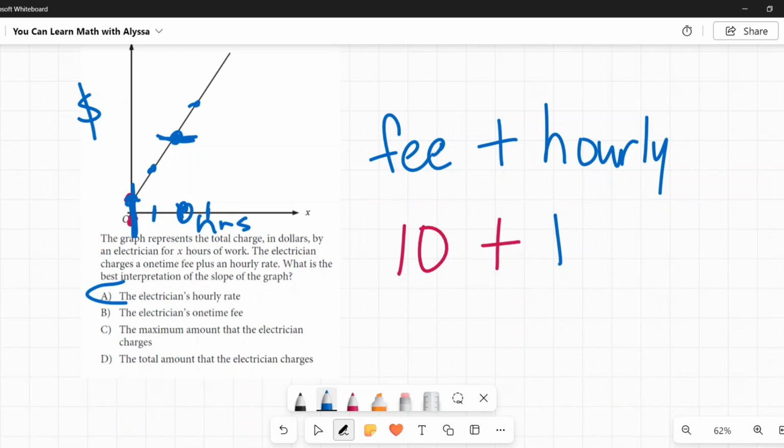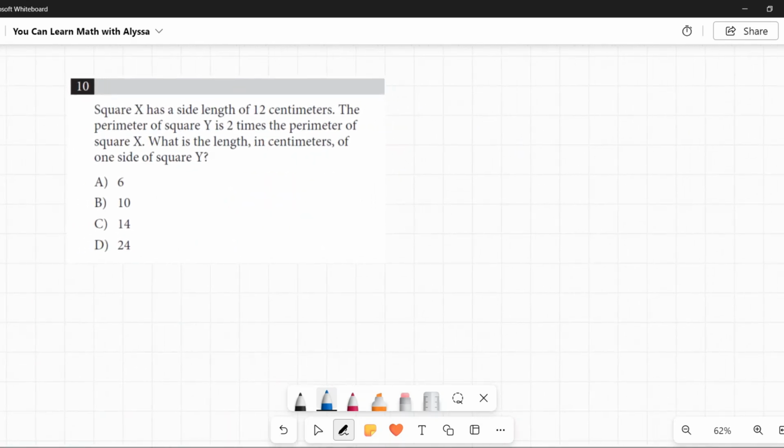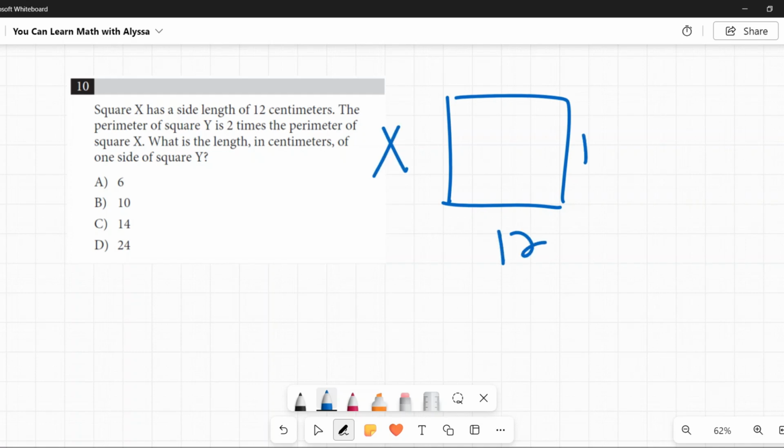So A is your answer. Number 10, square x has a side length of 12 centimeters. I'm just going to draw it. I always draw immediately when they start telling me these things. All right, square x has a side length of 12 centimeters.